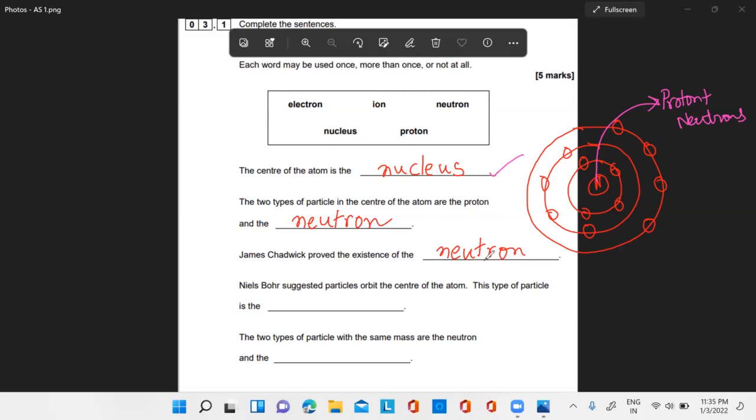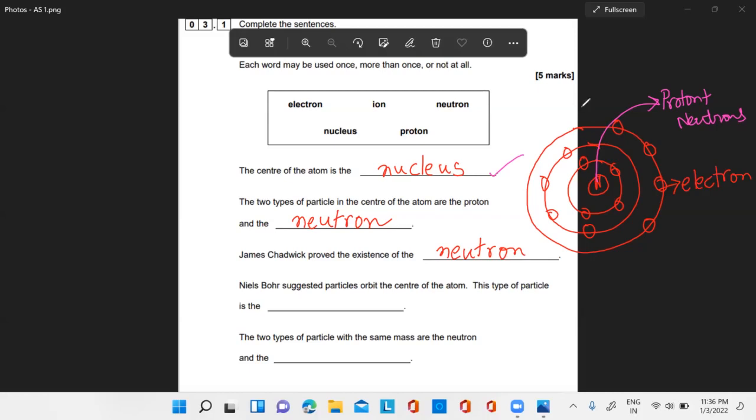Niels Bohr suggested particles orbit the center of the atom. Okay, so this type of particle is the, so it will be electrons. From the structure only we can see that the electrons basically orbit around the center of the atom. They keep on moving, isn't it? So this is how it keeps on moving.